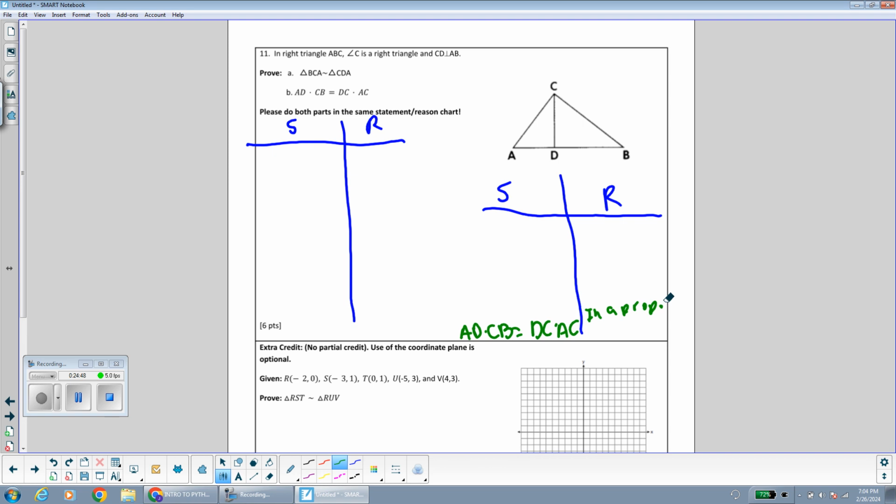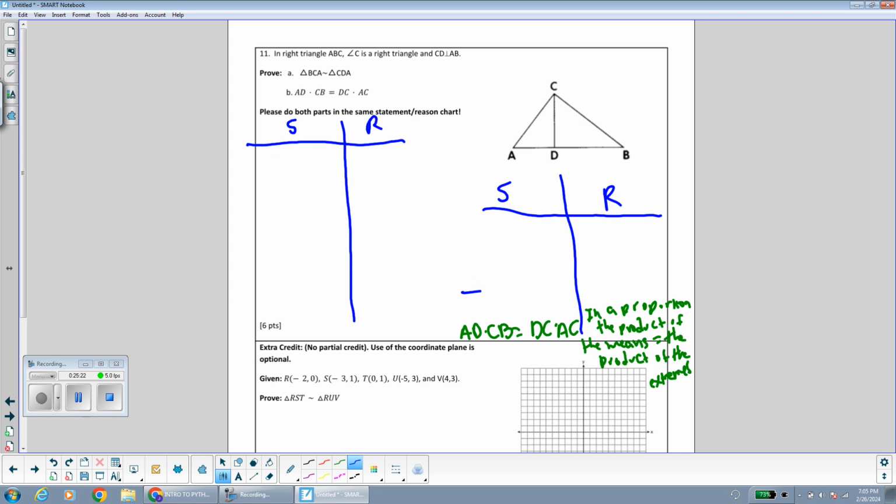In a proportion, the product of the means equals the product of the extremes. And that reason gives you a clue as to what needs to come first, even if you didn't have the previous question as a guide. But you do need to prove a proportion first, because products come from cross-multiplying a proportion.